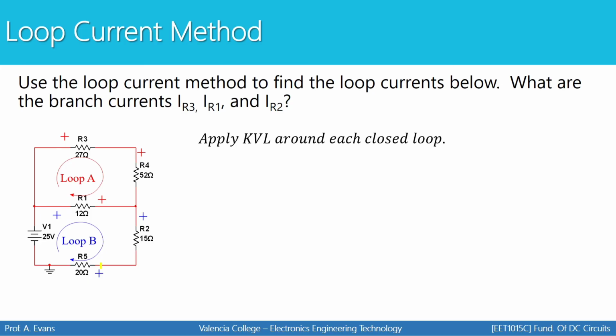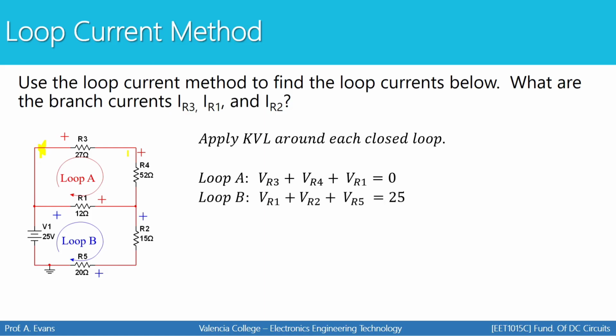Now I'm going to do a KVL around each closed loop. I'm going to start with loop A. I'm going to start here and work my way clockwise around the loop. That'll give me VR3 plus VR4 plus VR1 equals 0. For loop B, I'm going to start right here, go clockwise around the loop, and I'll get that VR1 plus VR2 plus VR5 has to equal 25 volts.